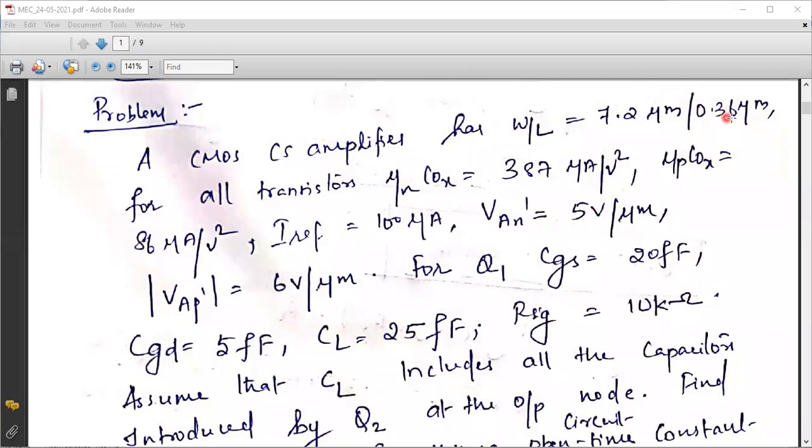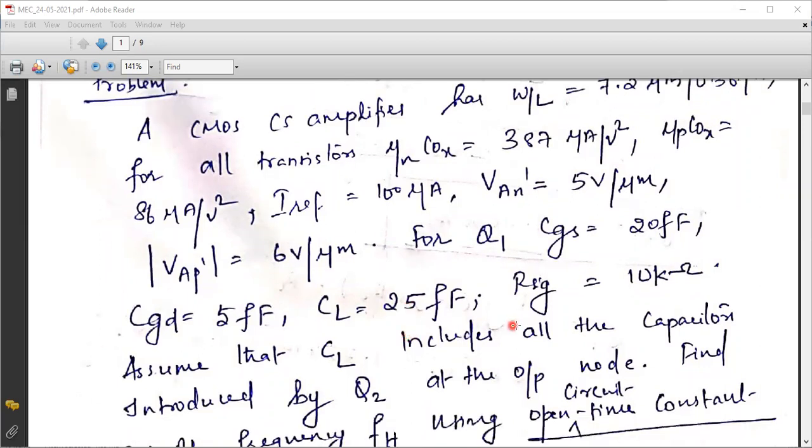So what is the length of the channel? 0.36. Similarly, here also we are having the early voltage for the P MOSFET, which is again given for a unit length. And all the three capacitances are given, and the signal resistance is also given.